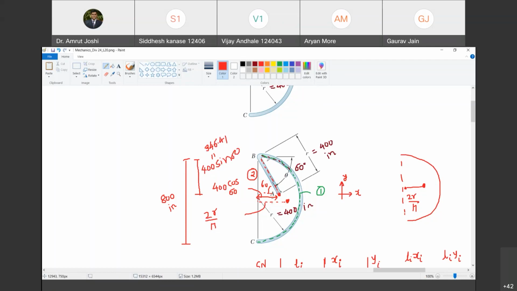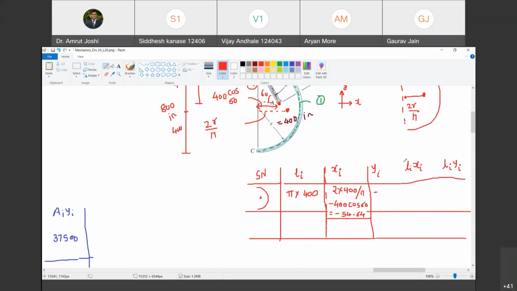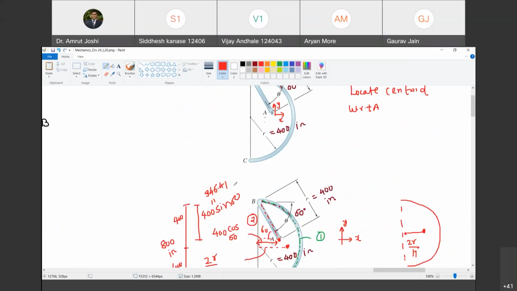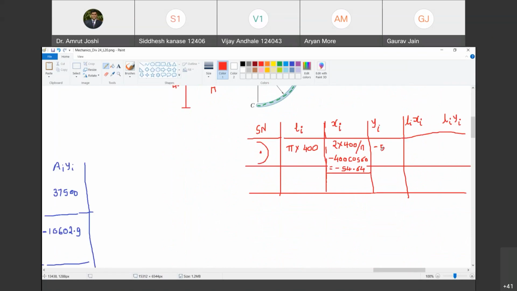And now, where is the centroid of this semicircular arc? Vertically, it is at a distance of 400. Do you agree with me? This is 400. Yes, sir. This is 400, and this is 346.41. So point A is above the centroid. Therefore, this is going to be negative. Are you with me? Yes, sir. And negative how much? It is the subtraction of 400 and 346.41. So can you subtract and tell me 400 minus 346.41? So 53.58. So it is minus 53.58.